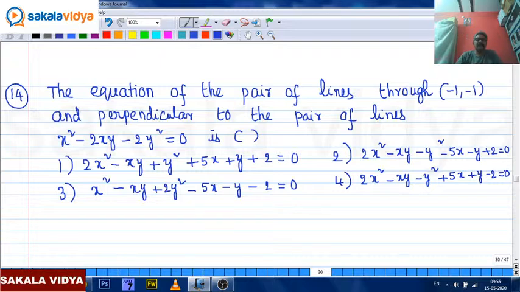So first we need to find the equation of the pair of lines passing through the origin and perpendicular to the pair of lines x square minus 2xy minus 2y square equals 0. After that, put x plus 1 for x and y plus 1 for y and simplify, you will get the answer. So let us follow this method now. First let us find the solution: first, the equation of the pair of lines.